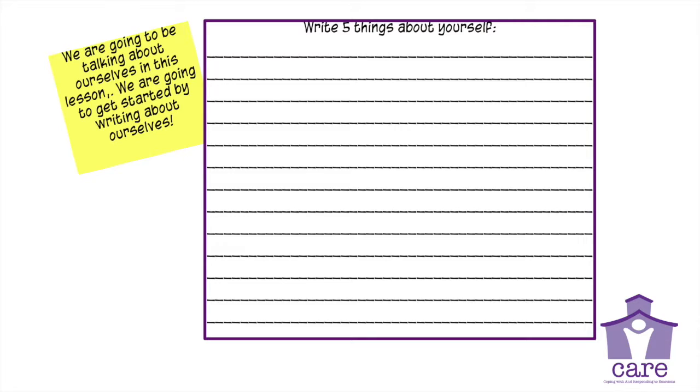And so here on page 71, we're going to have a little box here. And for this part, just to get things started, we're going to have students write 5 things about themselves. Go ahead and have them write those things down there. It can be anything, but really try to encourage them to write positive things about themselves.